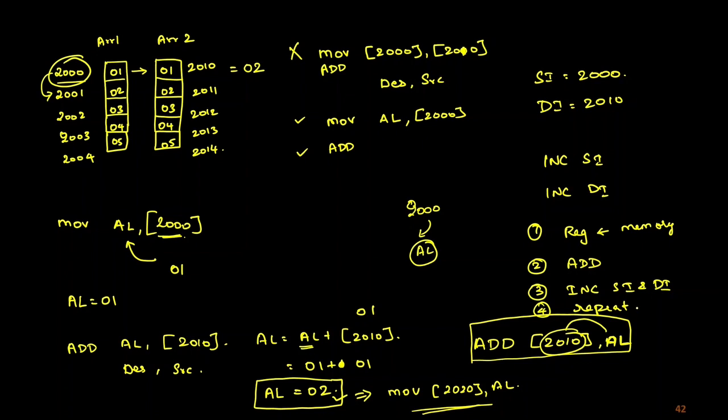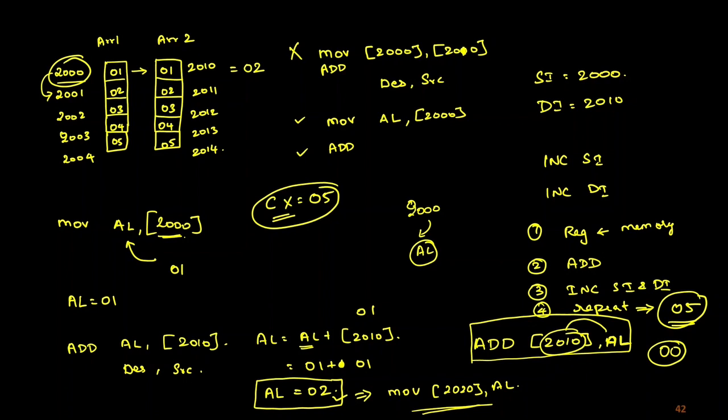How many times do I have to repeat the loop? I have to specify the size of my array, so initially I have to get the size of my array. Usually we take CX as our count register. So I declare the memory size: the count register is declared as 05, so that I understand 5 elements are there. These operations repeat until CX becomes 0, 0.